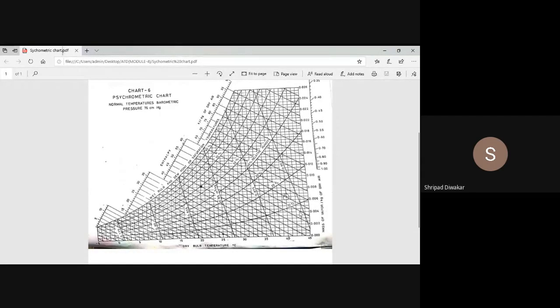Okay, don't get confused between specific humidity and specific volume. Specific humidity lines are horizontal lines, whatever is indicated on the right side. Specific volume lines are broader lines. Only 6 lines are there: 1, 2, 3, 4, 5, 6. One is the specific volume line and one is your specific humidity lines.